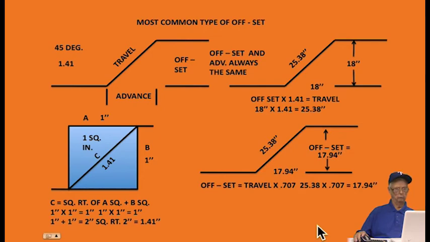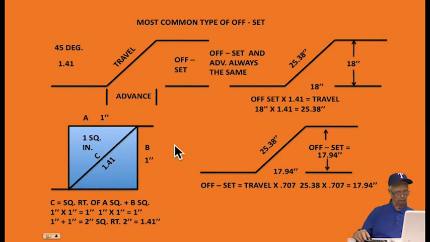All right, let's look at some of the most common types of offsets. The big one is the 45-degree. The big number is 1.41. This is the offset from here to here. This is the advance from here to here. They're always the same. This is the travel from here to here. Now, offset times 1.41 equals travel. It's 18 inches from here to here. I multiply by 1.41, and it's 25.38 inches from the center of that 45 to the center of that one.